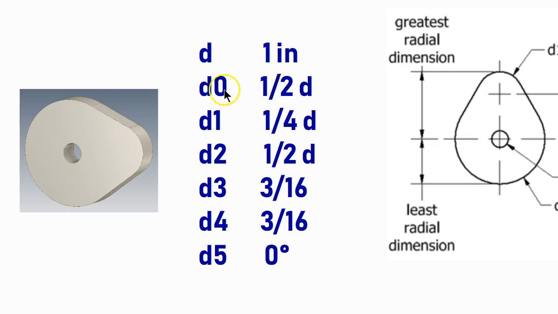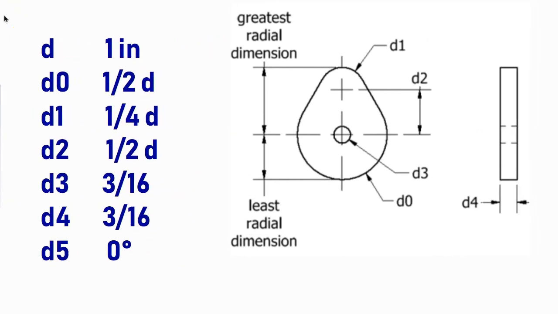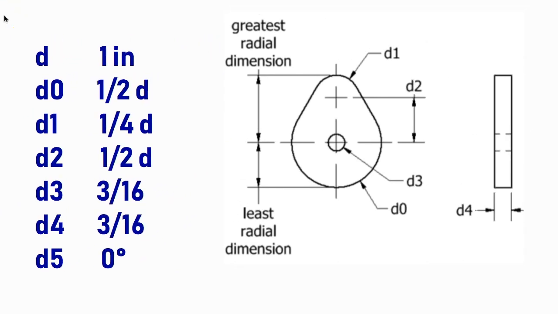So you can see I'm going to have D0 is 1/2 of D, D1 is going to be 1/4 of D, D2 is going to be 1/2 of D, and D3 and D4 are set numbers at 3/16, and then we have an angle down here. So what that means is as we go over to our drawing, we can see how all of these relate to the nominal dimension, and this is the pair cam that we did previously.